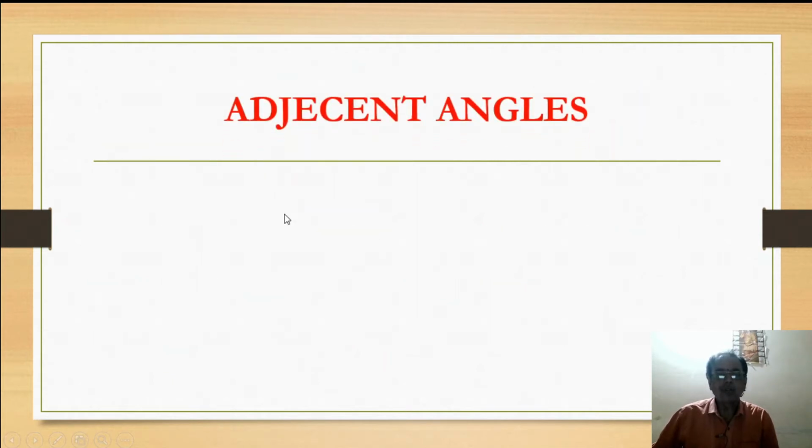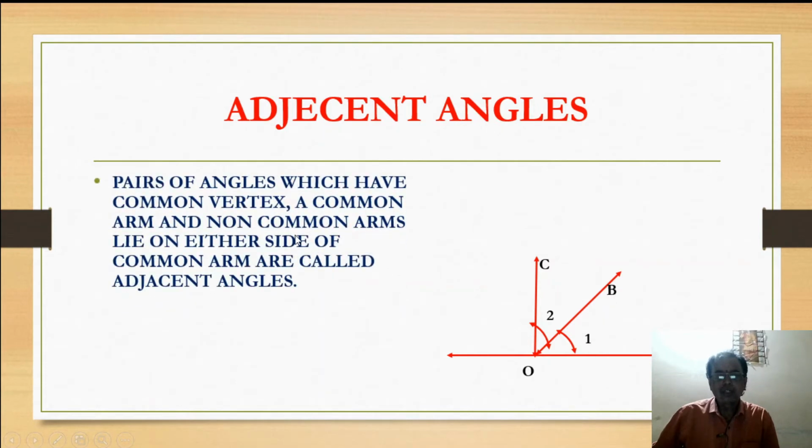now one more important definition: adjacent angles. Just look at this figure. A pair of angles which have a common vertex, a common arm, and non-common arms lying on either side of the common arm are called adjacent angles. Here you see, children, O is the common vertex, OB is the common arm, and the non-common arms, that is OA and OC, lie on either side of this common arm. So such angles are said to be adjacent angles.